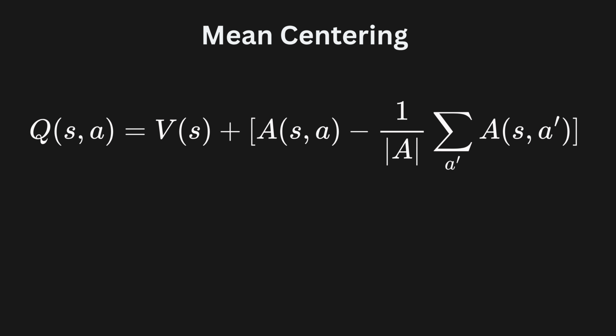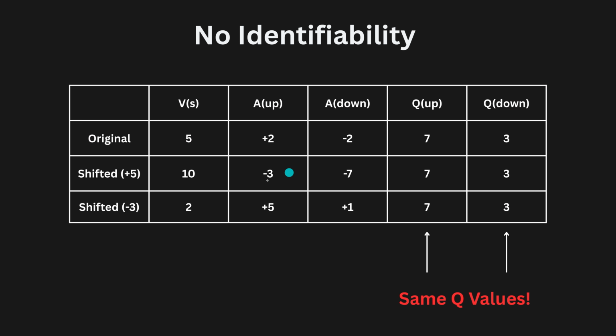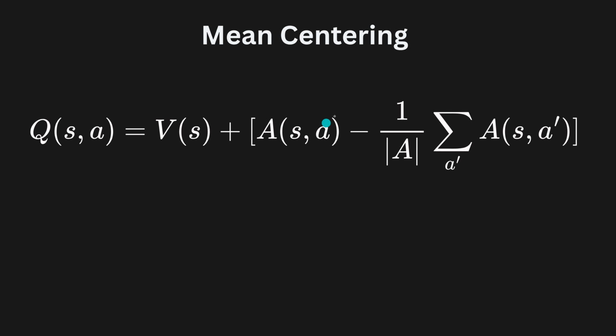The solution to this is mean centering. So all we're going to do is take our advantages, the advantages we computed, right? 2, minus 2, minus 3, minus 7, whatever it may be. We're going to average them up. We'll subtract that average from the advantages and use that instead.